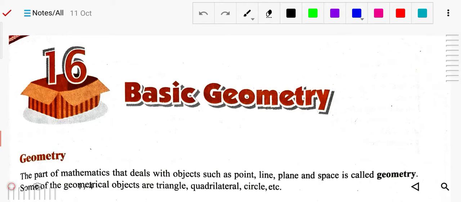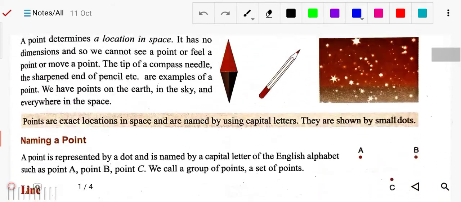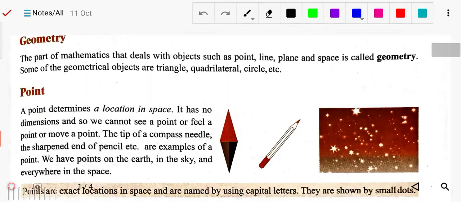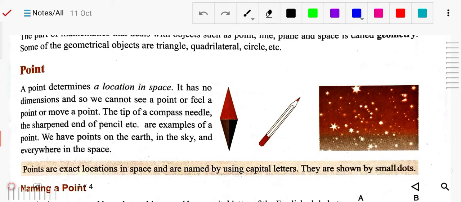So many of you know about this geometry already. You are familiar with this word. In the previous classes also you have studied about geometry, about circle, triangle, square. So now first again we will study about this. So first is point. What is point?